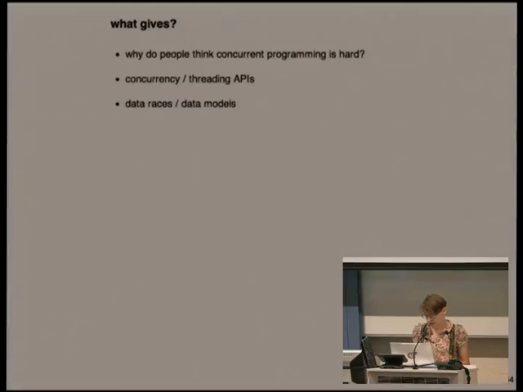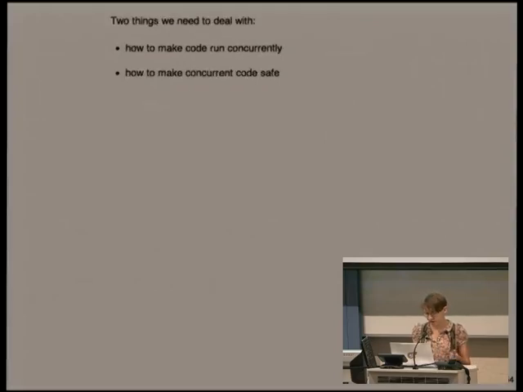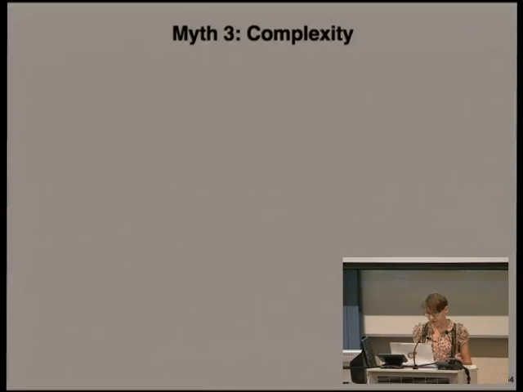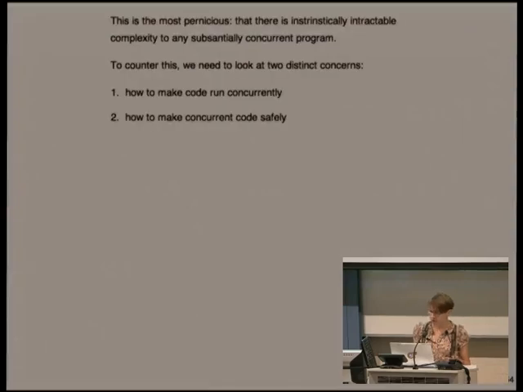So why has this happened? Partly because of the APIs that people have used traditionally, like pthreads, and partly just because as soon as you do concurrent programming, you intrinsically have this problem of data races, and you need to model your data in a way that can deal with concurrency. And the third myth is that there's intrinsic complexity as soon as you make things concurrent.